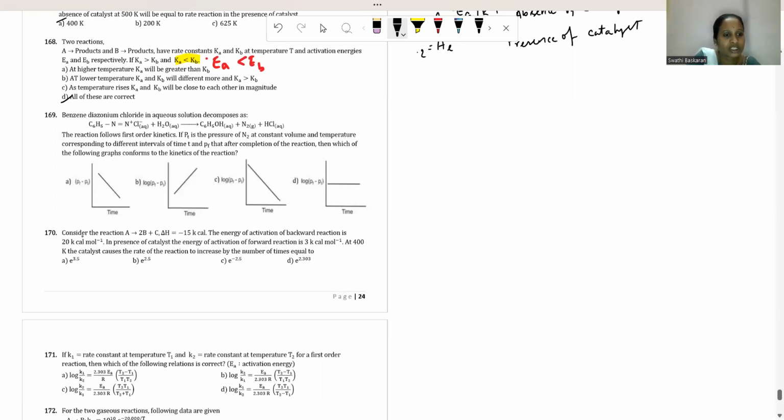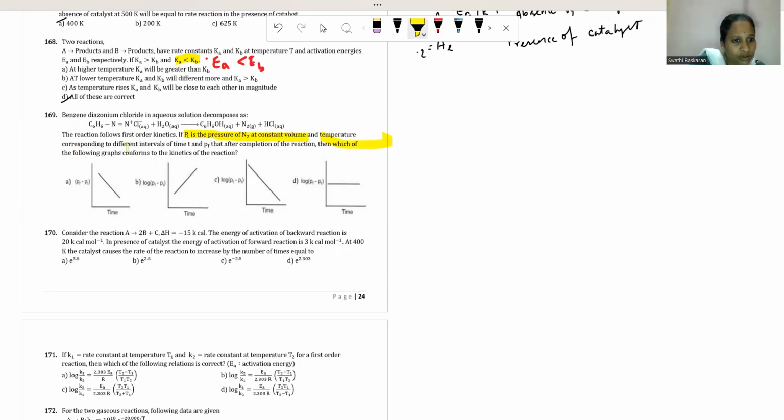Now coming to the 169th question. So what is this 169th question, students? They are telling benzene diazonium chloride in aqueous solution decomposes as, okay, diazonium chloride and water. So this is in aqueous state, water is also in aqueous state, that is solution, and there is formation of phenol, aqueous, nitrogen, only gas, and HCl is once again aqueous.